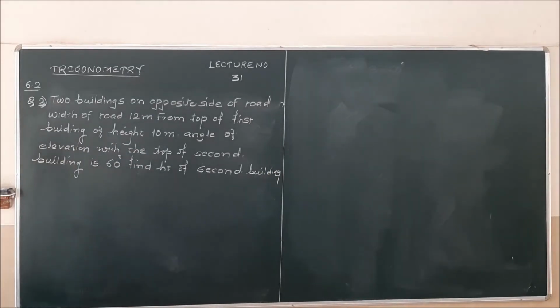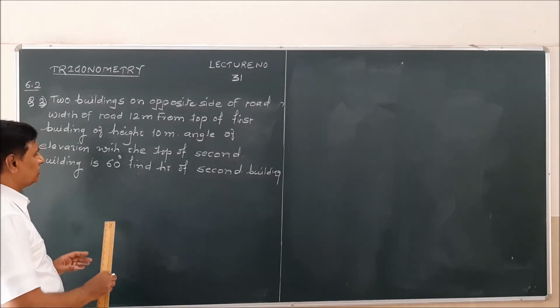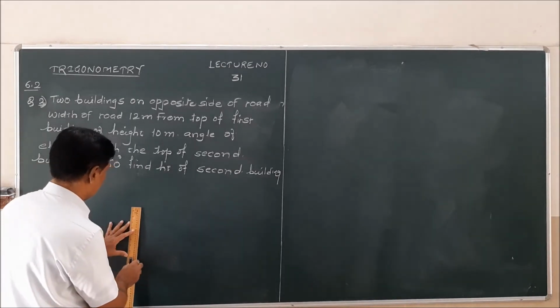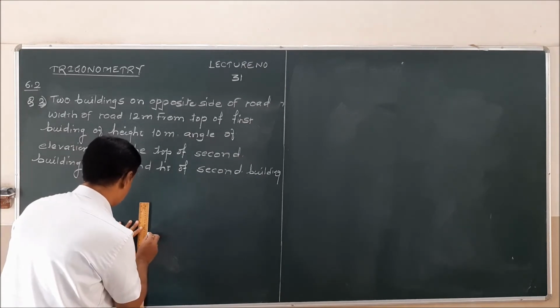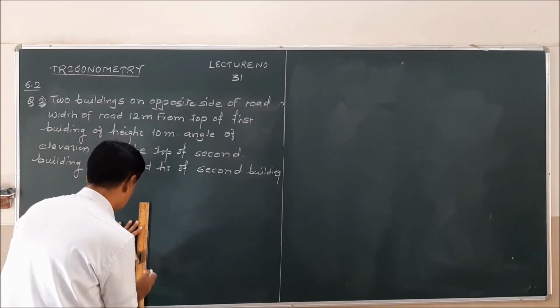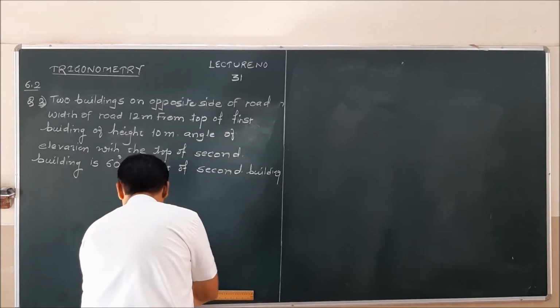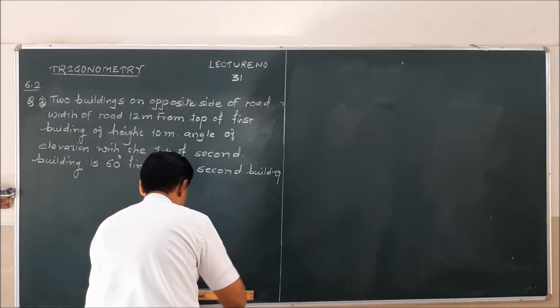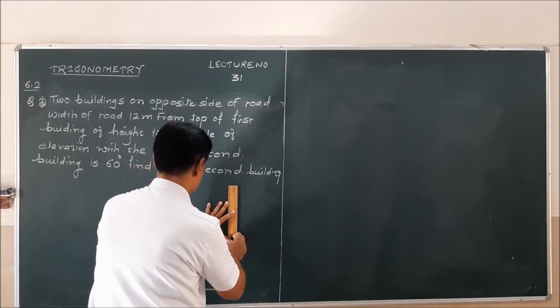Fine. Now you will find here two buildings are given. Width of the road is given. Now please look. Now supposing this is one building, here there is a road. This is the second building.